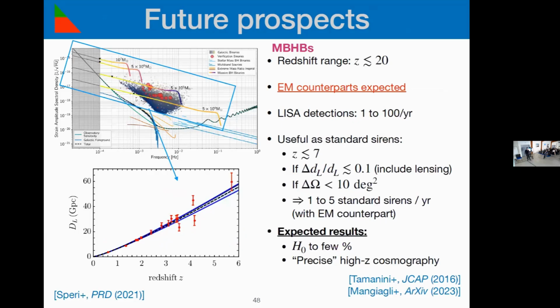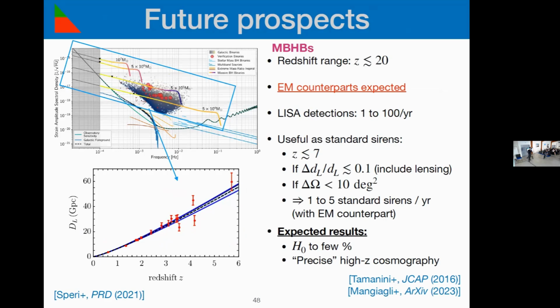And finally, massive black holes. These are the most interesting sources for LISA because you detect them at really high redshift, up to 20, if there is any there. We might expect counterparts from them. People talked about this in the workshop, but it is still uncertain how many, and how and why.